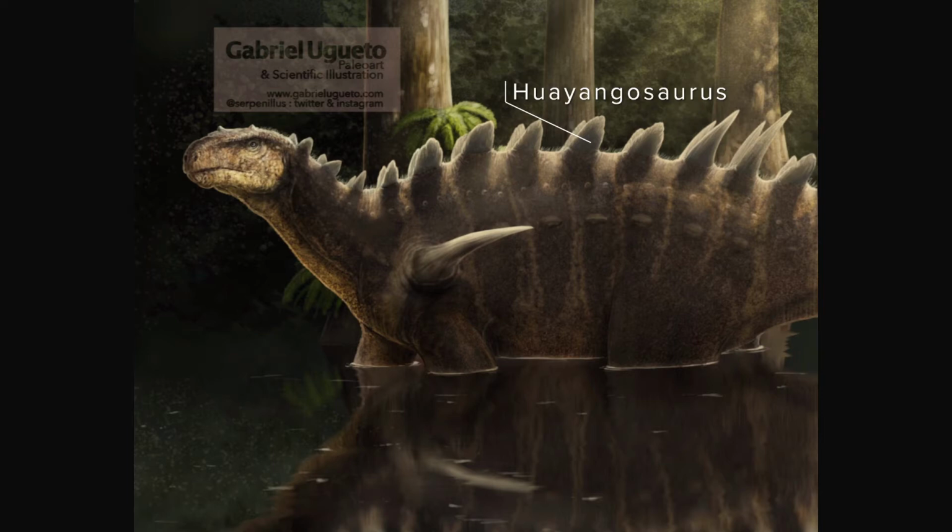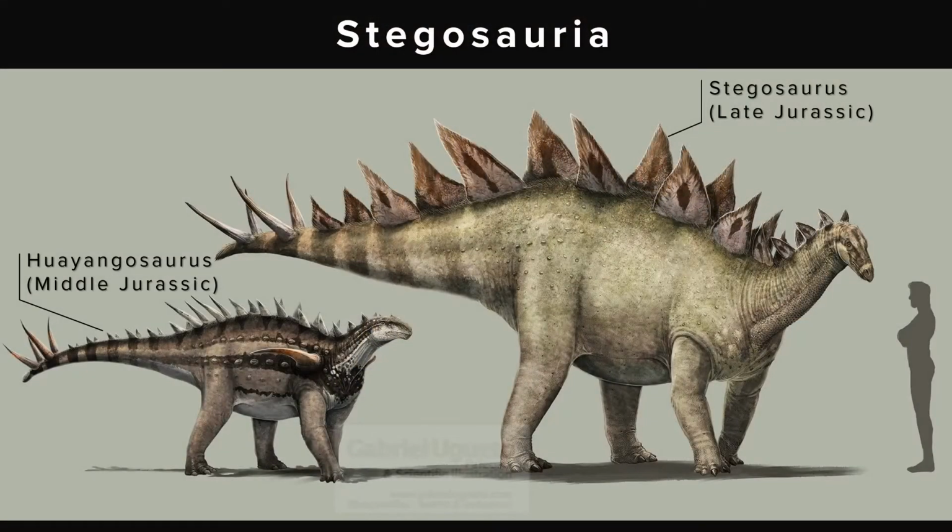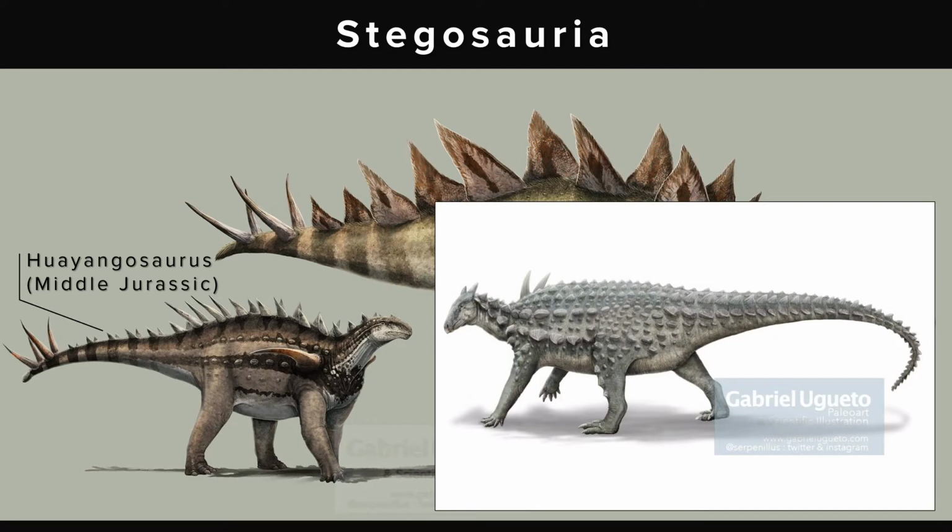Godzilla, of course it's Godzilla. Nico, you got it right. This is a stegosaurian. Huayangosaurus is the earliest stegosaurian. So Stegosaurus will come a little later in the Late Jurassic, but in the Middle Jurassic we have the first stegosaurian. And when you look here on the right is Scelidosaurus, one of its ancestors.